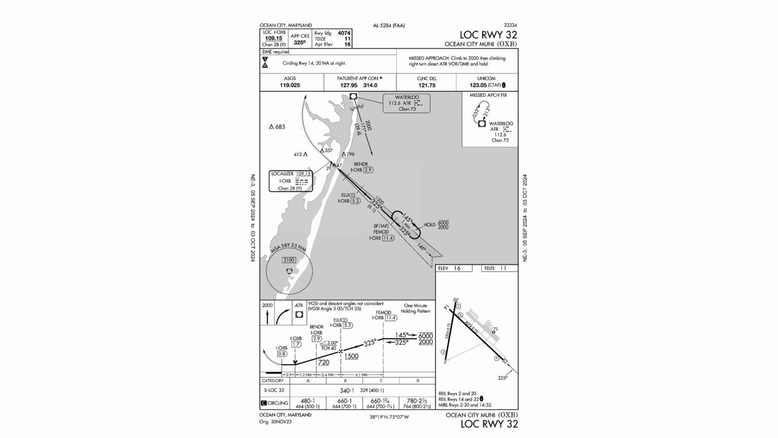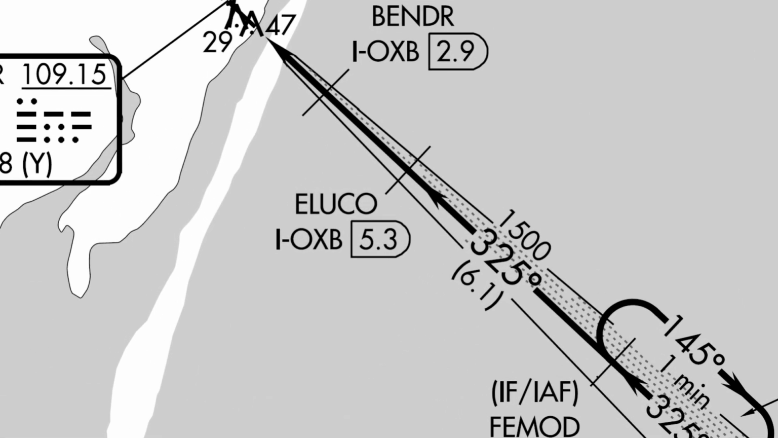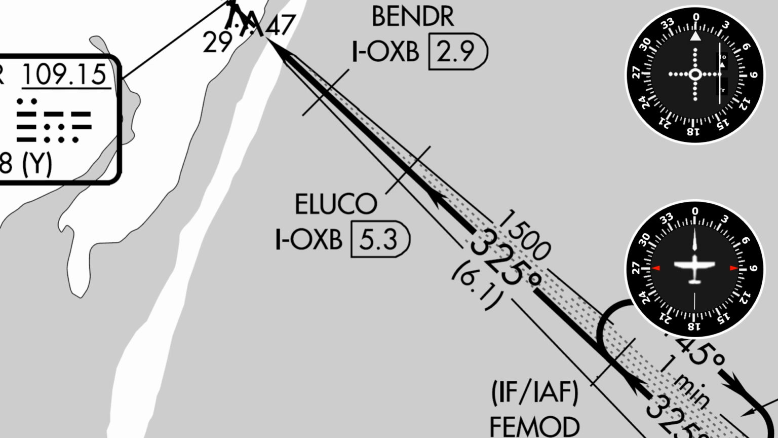When you begin instrument training, you learn the technique of chasing the needle. What does this actually look like? Let's visualize it using the localizer approach into Ocean City. Up top, we have our VOR receiver tuned to the localizer frequency for the approach. On the bottom, we show our current heading on the DG. We're approaching the localizer on a north heading.